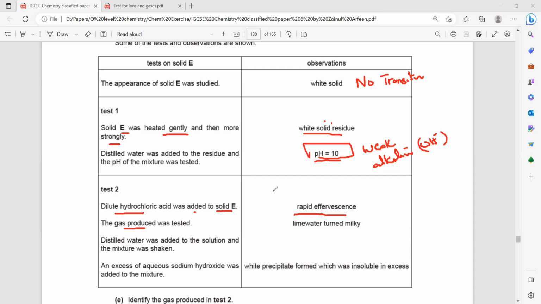So it gives an idea that there is a carbonate ion present.